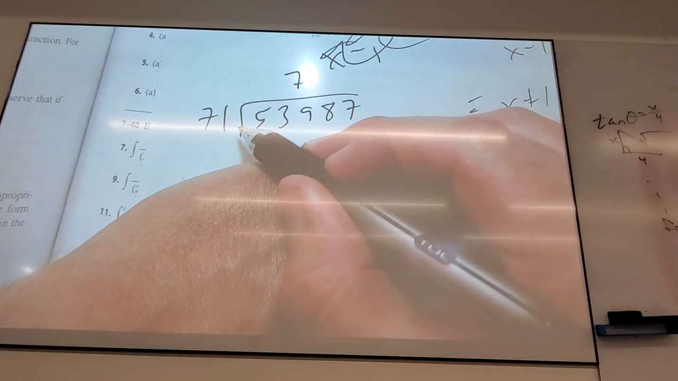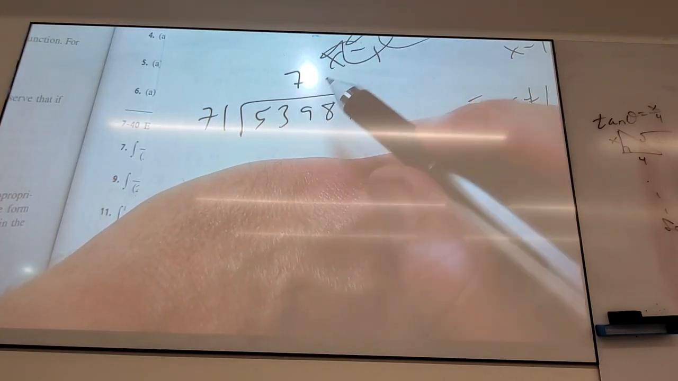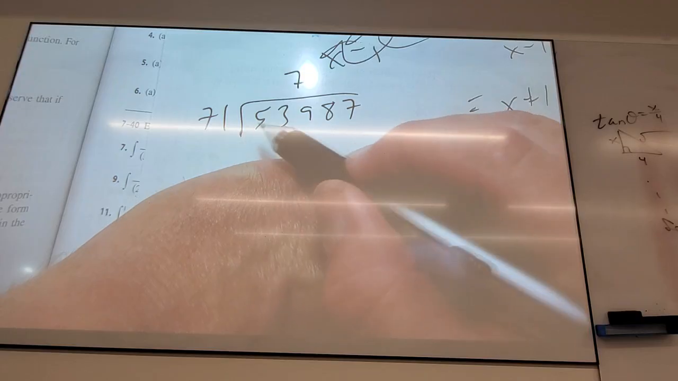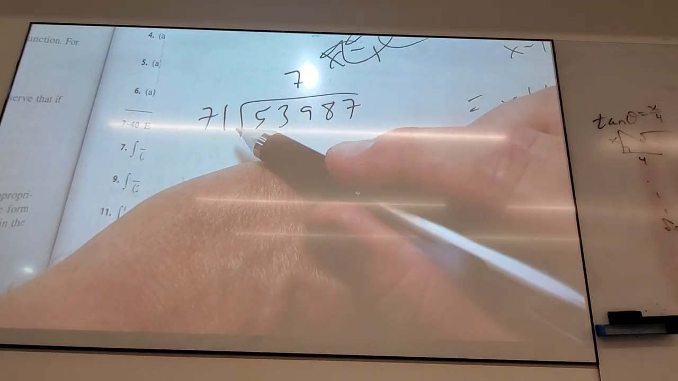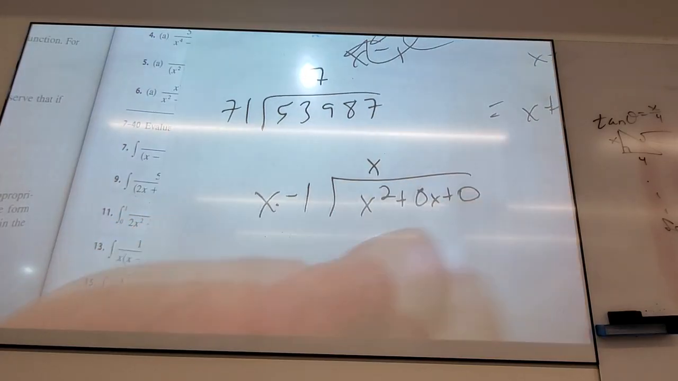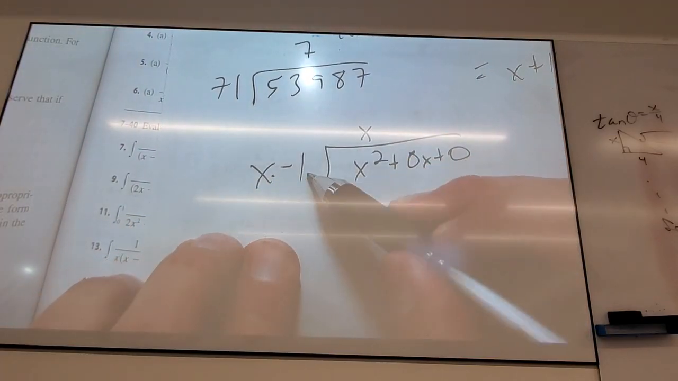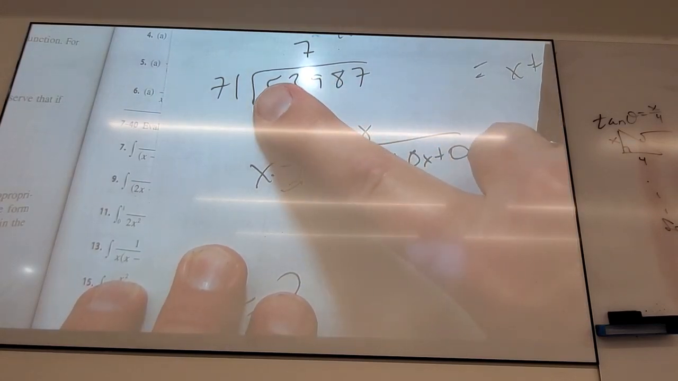Did you care about the 1 first? No. What if that was wrong? Well, then I would adjust. But the first thing I look at is first digit into this first 2. Now 7 times 71 is 497. So, when I'm doing this long division, do I care about this minus 1? Nope. Same way I don't care about that 1.